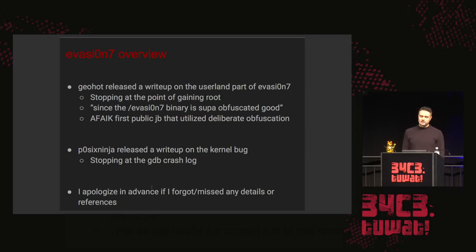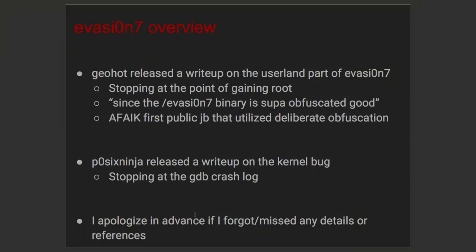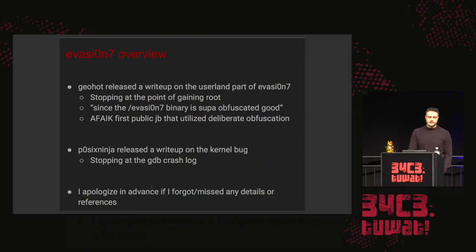Some point after the version 7 jailbreak was released, Jeho did a write-up on the userland part of it. He analyzed how the userland part worked, and he stopped at the point of gaining root. He mentioned in his write-up that the evasion 7 untether binary, which is basically what was doing the kernel exploit, was obfuscated. And as we will see, this was indeed the case.